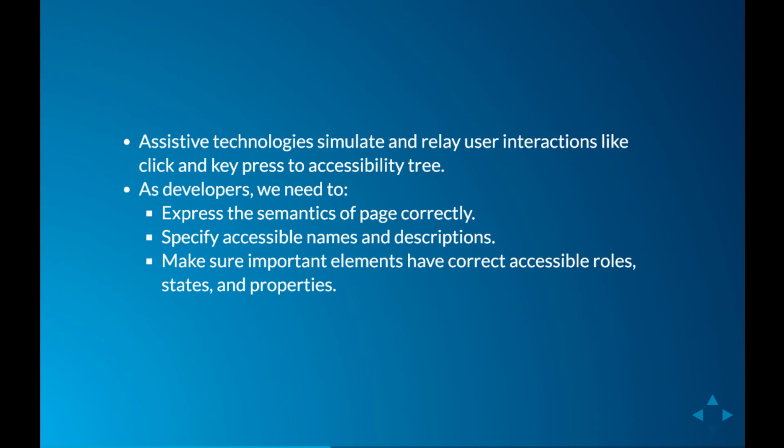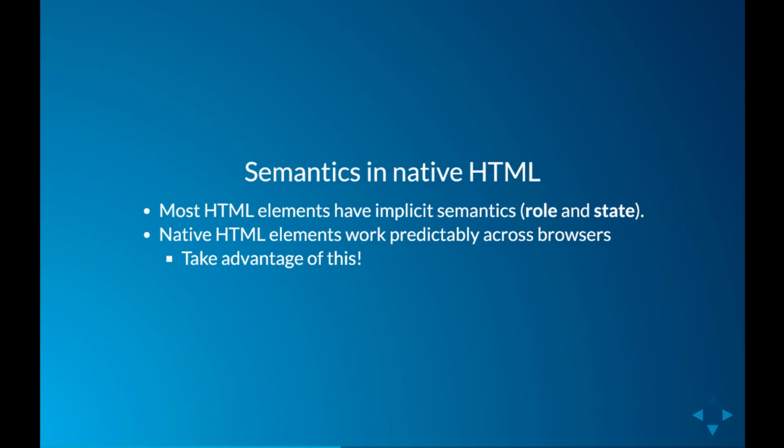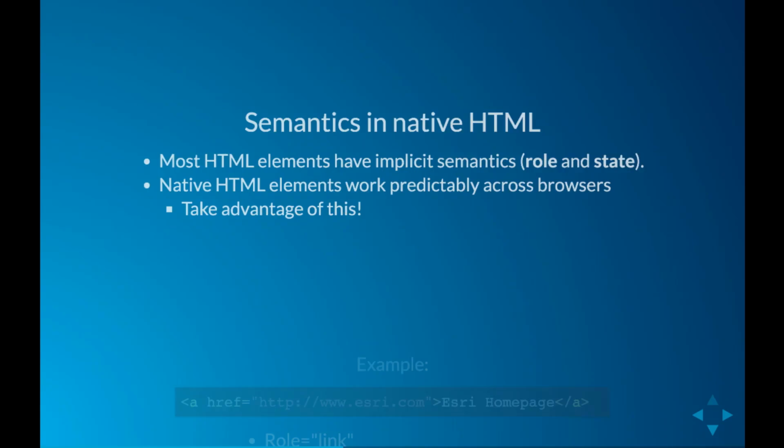And we need to make sure important elements have accessible roles, states, and properties, which we'll talk about in a moment. So one good thing is most HTML interactive elements have implicit semantics, so the role and the state. Like button, link, select, input, those have native support. So we should take advantage of this. And then they also work across browsers.